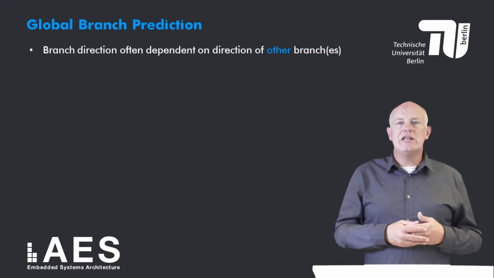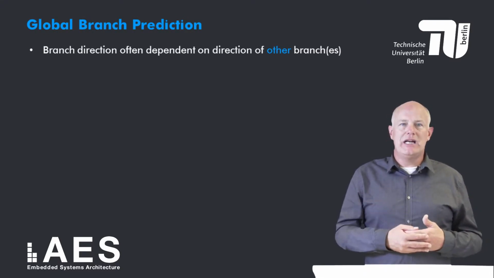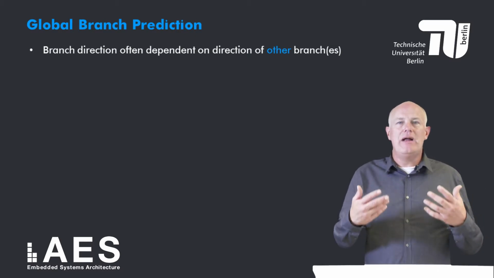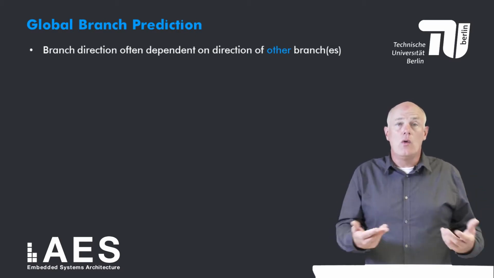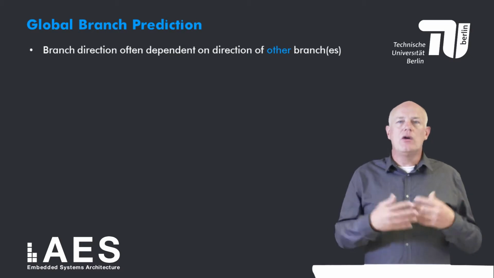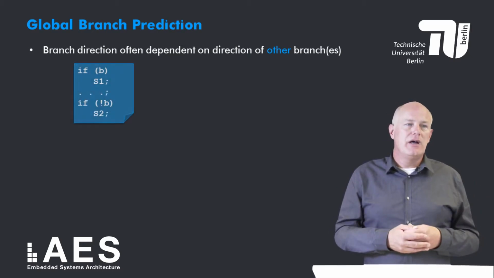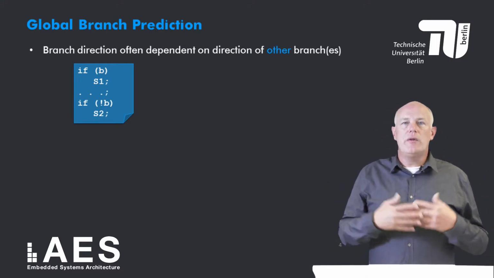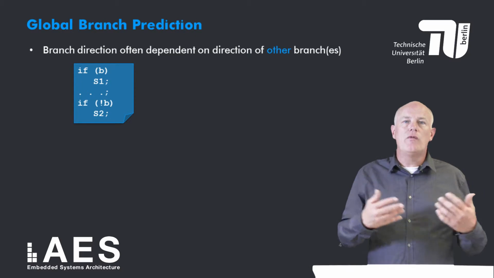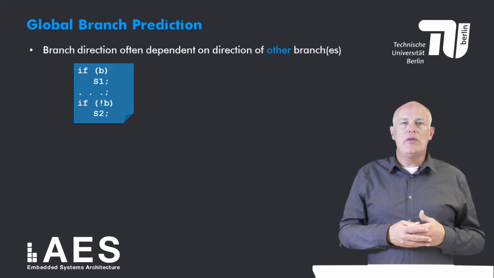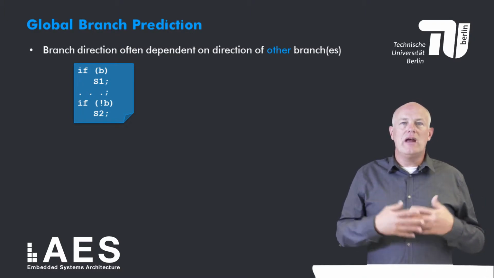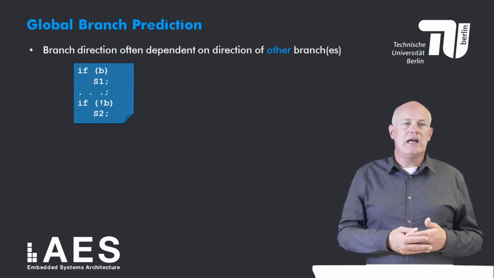The next advanced branch predictor is global history branch prediction, or just global branch prediction for short. It is based on the observation that the direction of a branch often depends not only on its own local history, but also on the direction of another branch or other branches. Consider for instance this example. If B evaluates to true, the branch implementing it will jump over the then part of the if statement and will therefore be taken. But then not B will evaluate to false and the corresponding branch will be not taken.